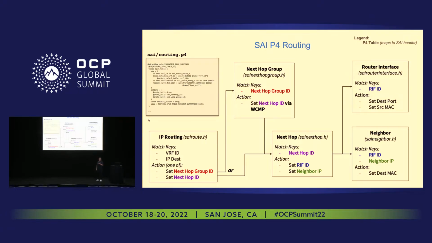And here is an example of how we modeled this fixed routing block in SAI. In P4, we used 5 P4 tables to model the routing, and each table is associated with a SAI header.